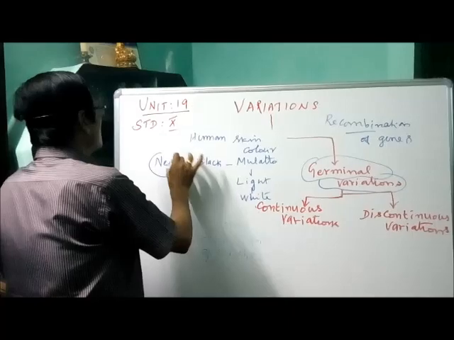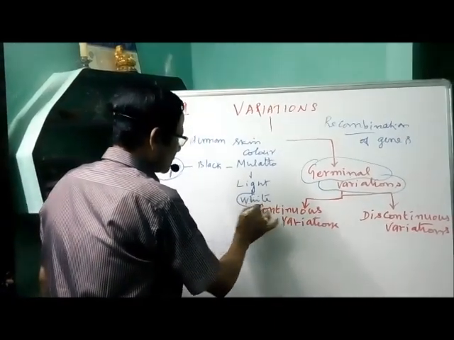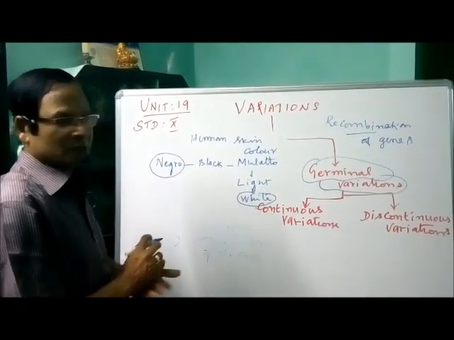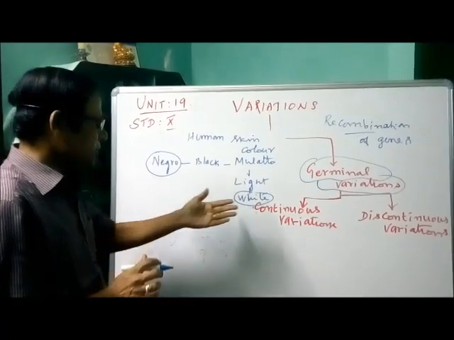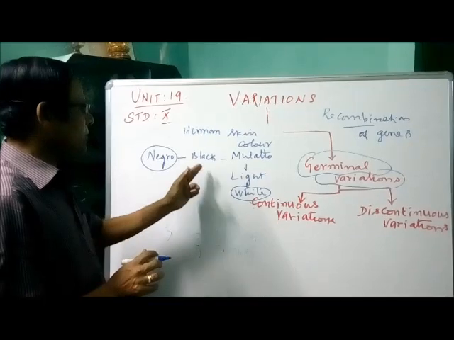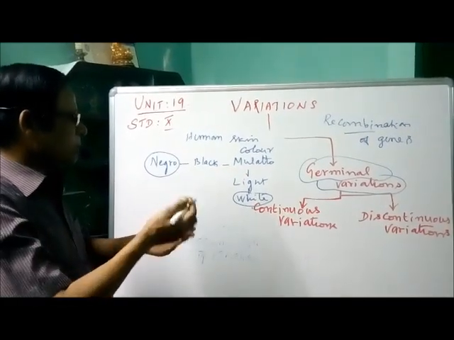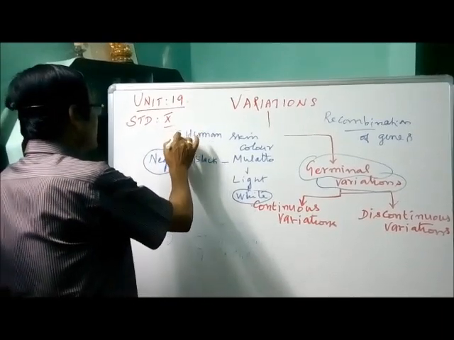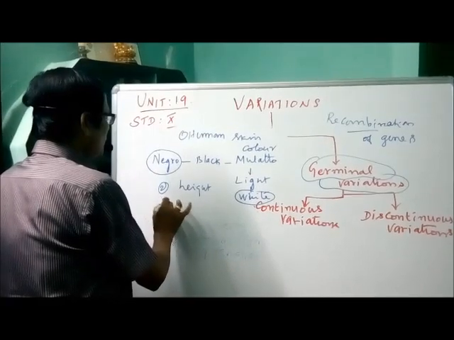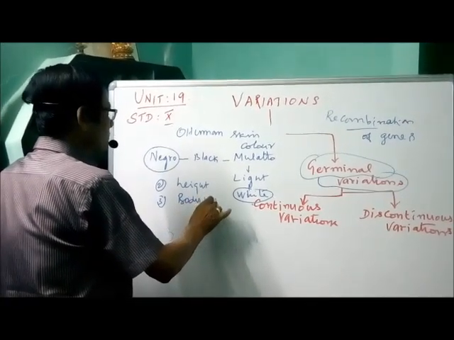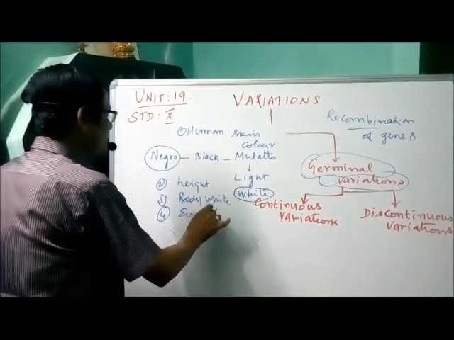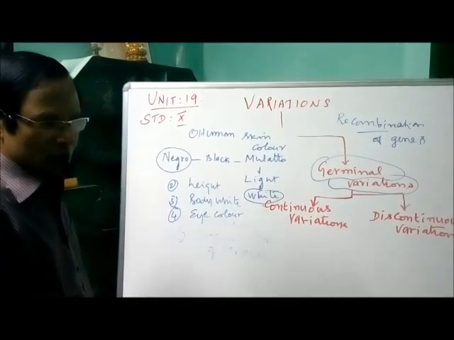Now the Negro is one extreme, White is another extreme. So between these two extremities, we have intermediate forms. So in continuous variations, we can have intermediate forms. Between two extremities, some intermediate forms are present. The examples for continuous variations: number one, human skin color. Number two, height. Number three, body weight. And also eye color of an individual. So these are all examples of continuous variations.